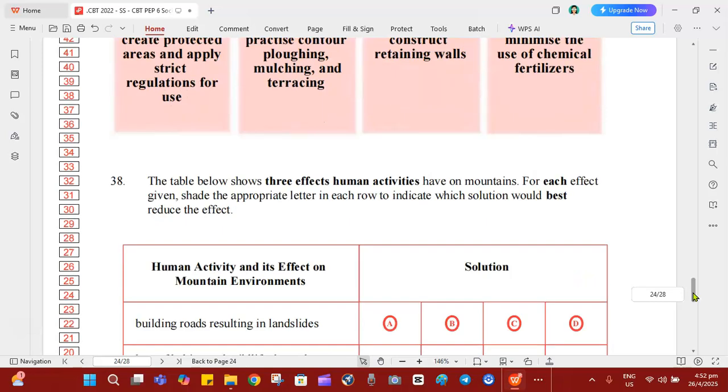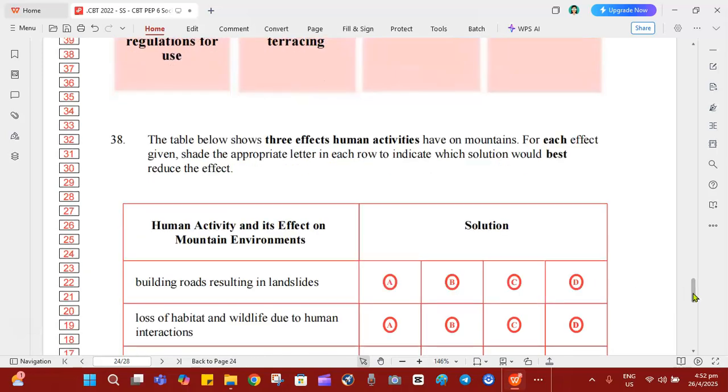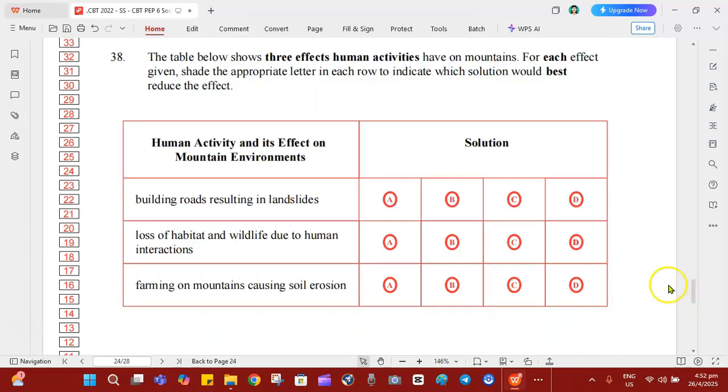chemical fertilizers. 38. The table below shows 3 effects human activities have on mountains. For each effect given, shade the appropriate letter in each row to indicate which solution best reduces the effect. Human activities on the mountain and their effects, right? Building roads resulting in landslide. Which solution would be best for that one?